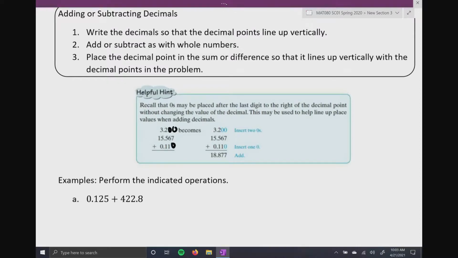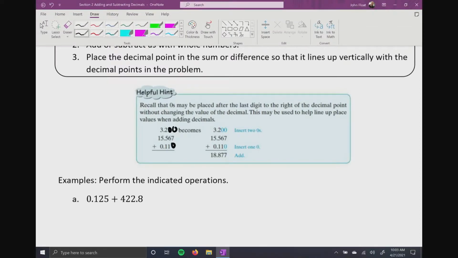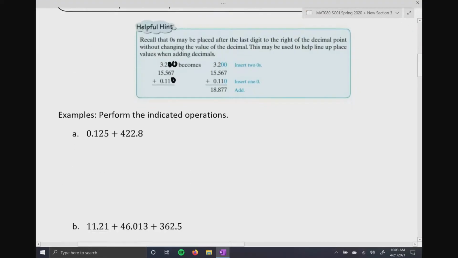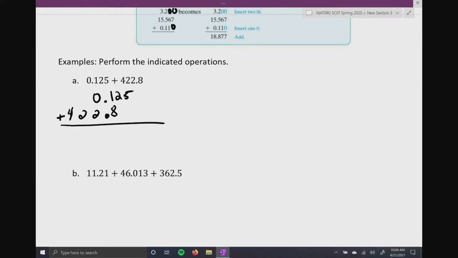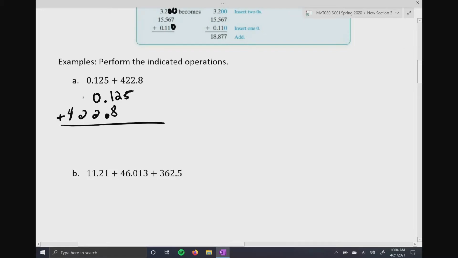So give me a second here. I need to change my marker. Go to that one. So for our first example, I'm just going to align everything. So I write 0.0125 or 0.125. And then I'm going to align the decimal and write my number. Okay? If you want to, you can go ahead and fill in some zeros wherever you see spaces.